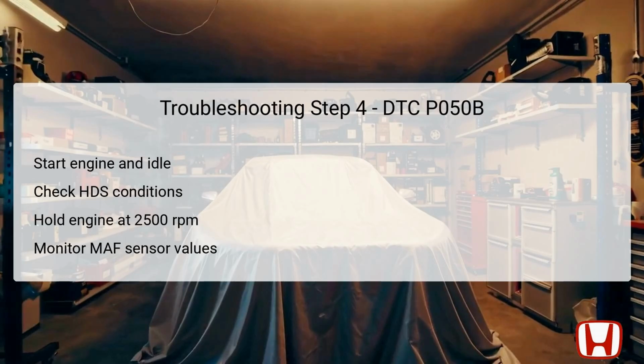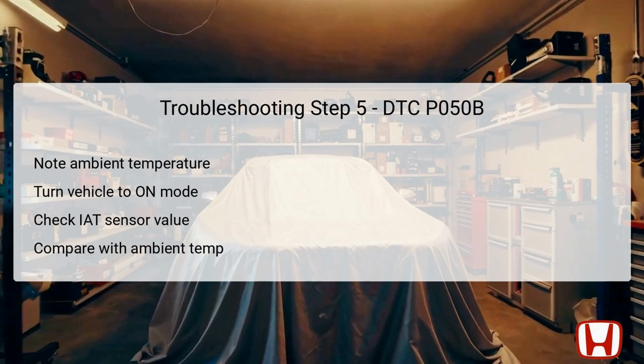Monitoring the MAF sensor values is crucial. Normal conditions should result in values between 4.1 grams per second and 5.7 grams per second. If the readings are outside this range, it indicates the potential for a malfunction in the MAF sensor or the IAT sensor 1. The final troubleshooting step involves directly assessing the functionality of the intake air temperature (IAT) sensor 1.